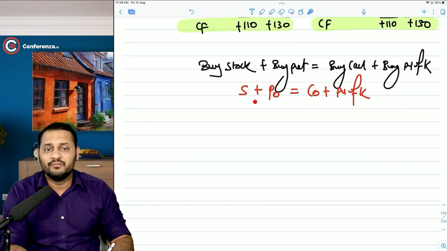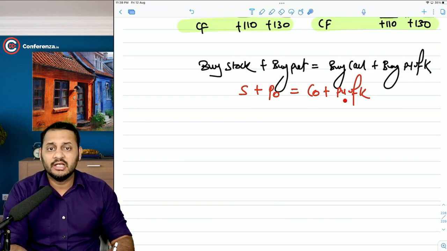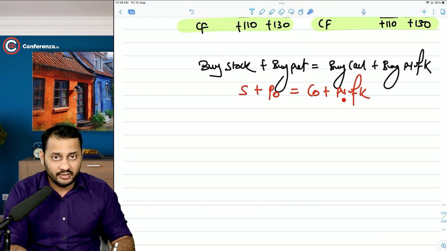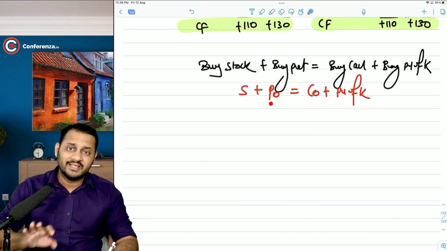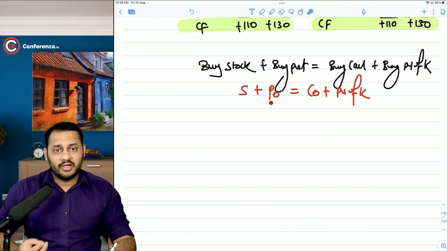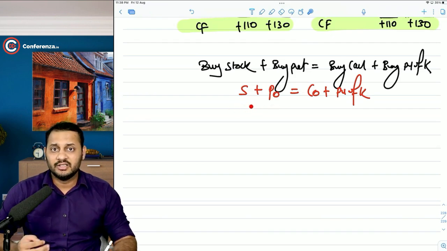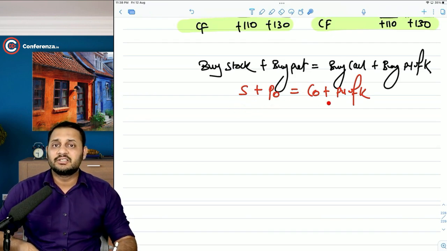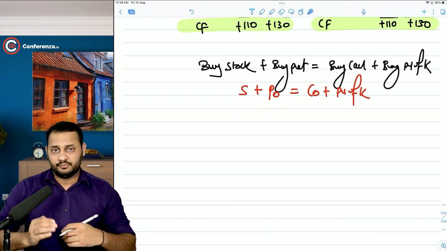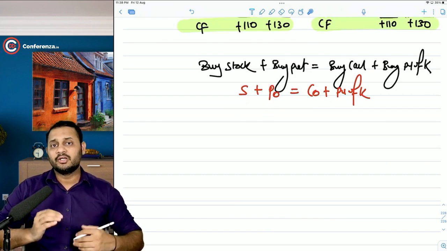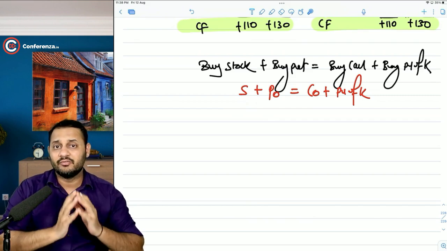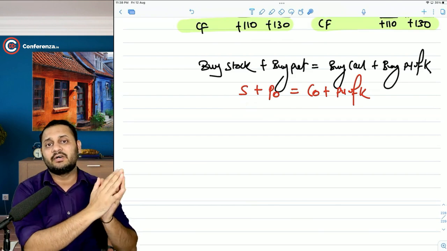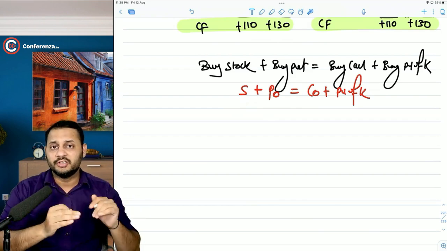Why should the outflow of this be equal to the outflow of this? Because if the equilibrium is not achieved, the demand will shift to one side. The demand for one item will start increasing and the other will start decreasing. So the values of put and call will go up and down and stabilize at a level where the equilibrium will be achieved, and that's why the outflow from both should be the same.